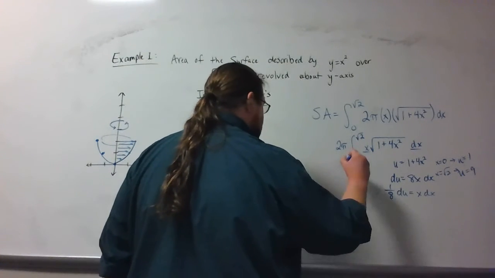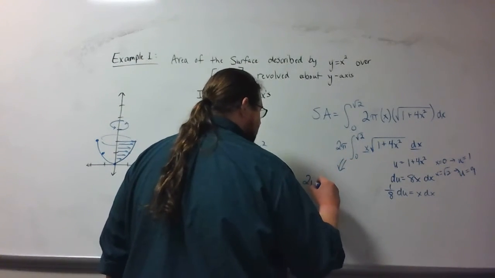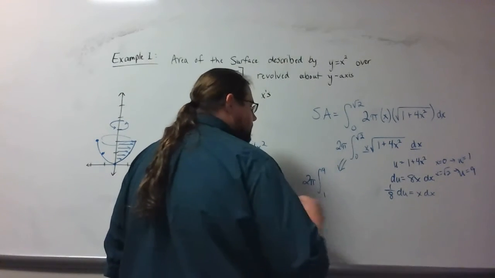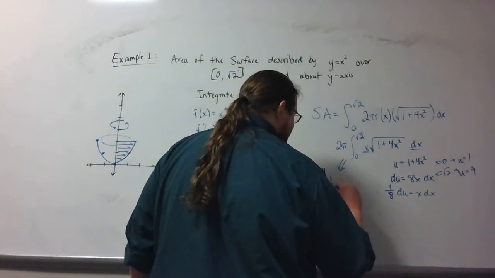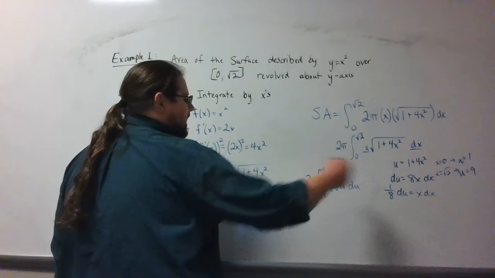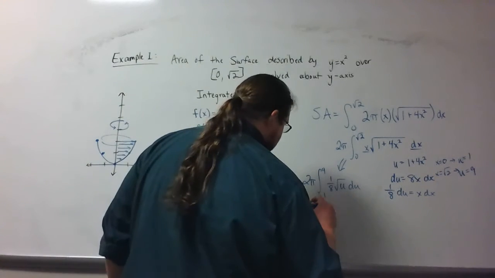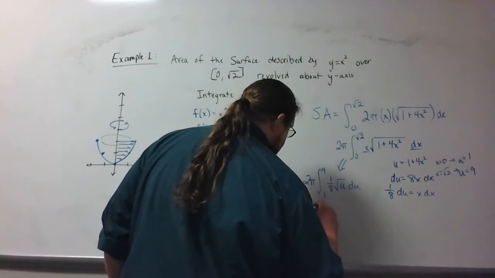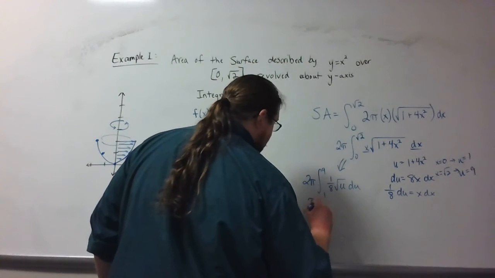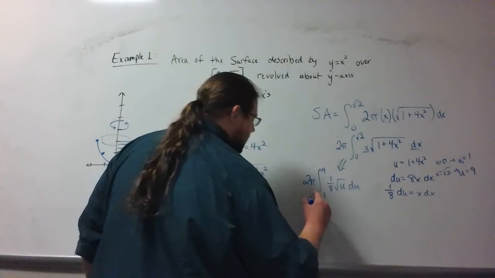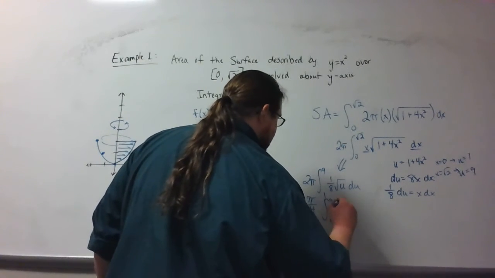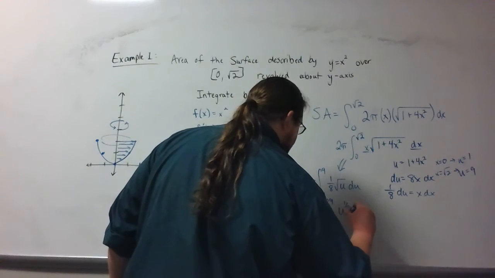So let me go ahead and write that over here. So we're going to have 2 pi integrated from 1 to 9 of 1/8 times the square root of u du. Again, go ahead and pull the constant out, and take care of that square root of u, write it as u to the 1/2. So 2 pi times 1/8 is going to be pi over 4. Pi over 4, still integrating from 1 to 9 of u to the 1/2 du.